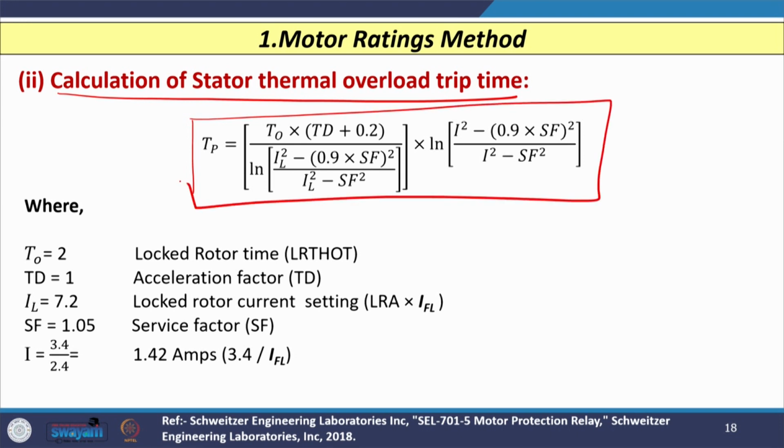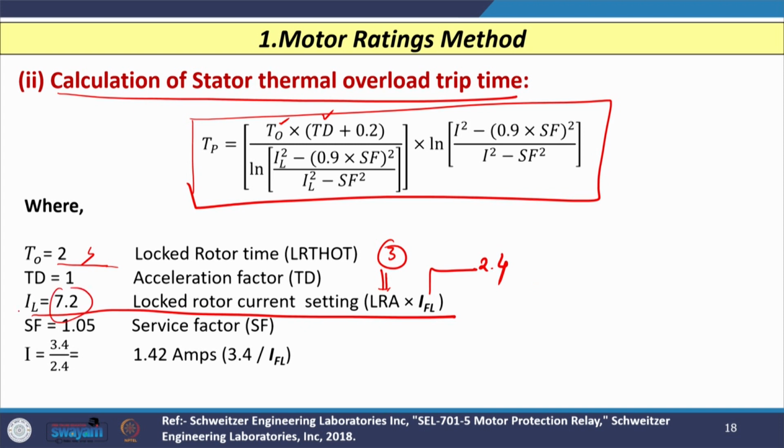You can see here that T 0, that is your lock rotor time when motor is in hot condition, is given as 2 second. Then T d, that is the acceleration factor, is given as 1. Then in the denominator you have natural log of I L, where I L is given as 7.2, which is nothing but the lock rotor current setting, the multiplication of L R A into I F L. Your I F L is 2.4 ampere and your L R A is 3. So, 2.4 into 3 is nothing but 7.2.